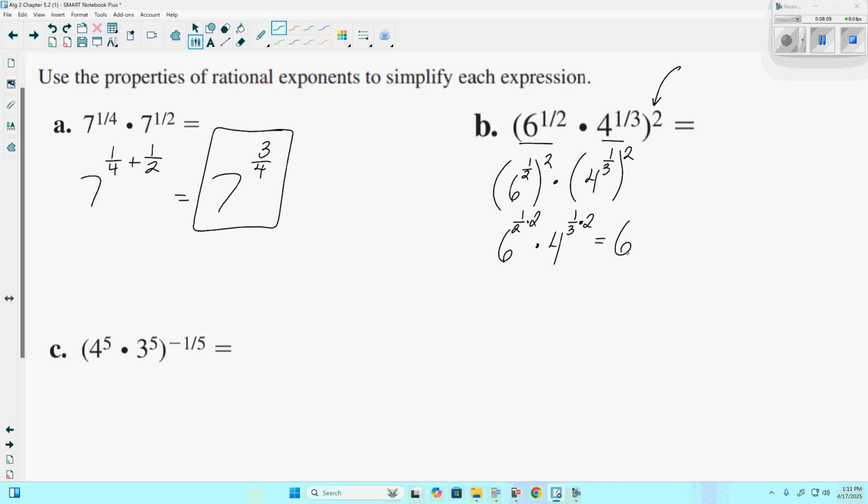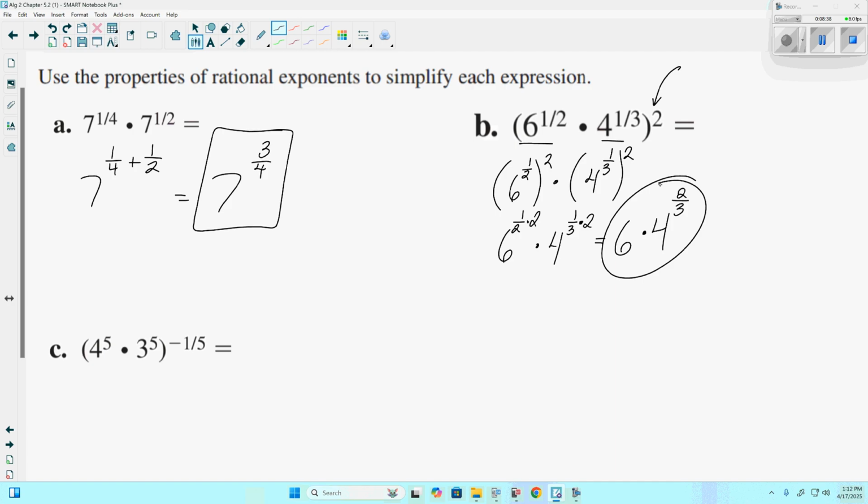Now with our 6, we have 1/2 times 2. What is 1/2 times 2? 1. So we can just say 6 to the first, or just 6. With our 4, we have 1/3 times 2. 1/3 times 2 is 2/3.